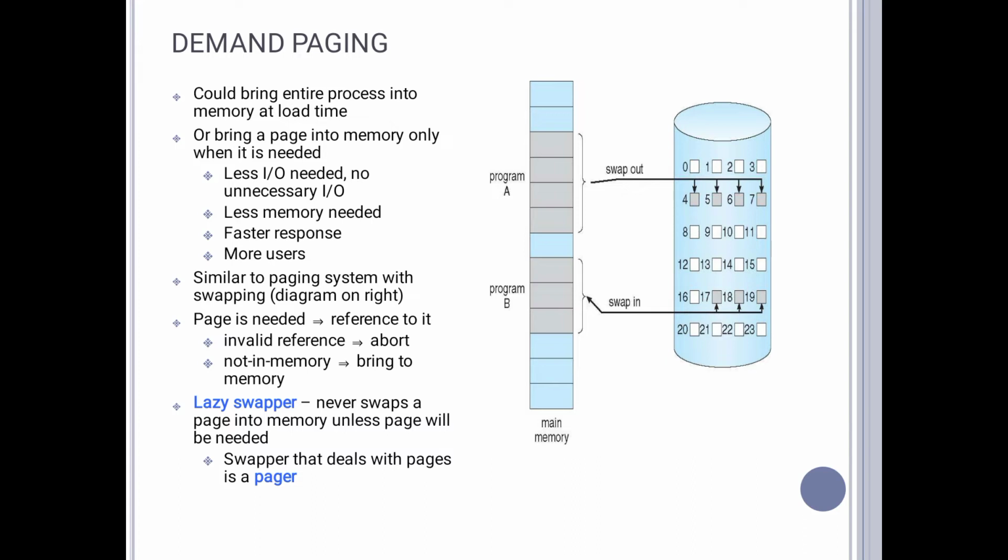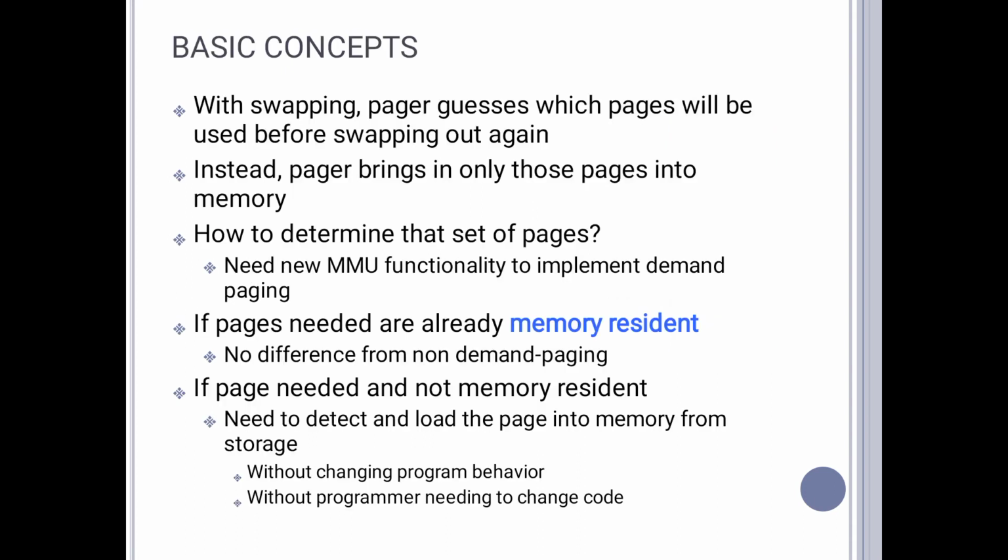So this diagram explains the transfer of paged memory to contiguous disk space. Program A and program B are there. This is the swap out and swap in process performed in demand paging. Okay, so this is a basic concept in virtual memory. Next is the page table when some pages are not in the main memory, and the steps in handling the page fault. These are the concepts we will learn further.